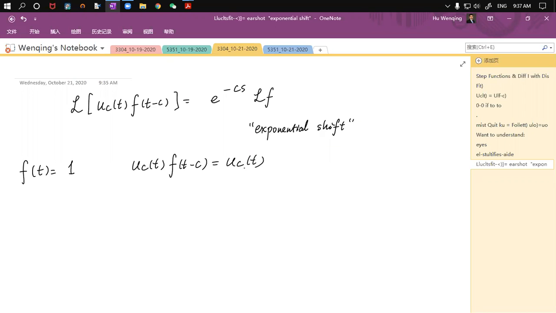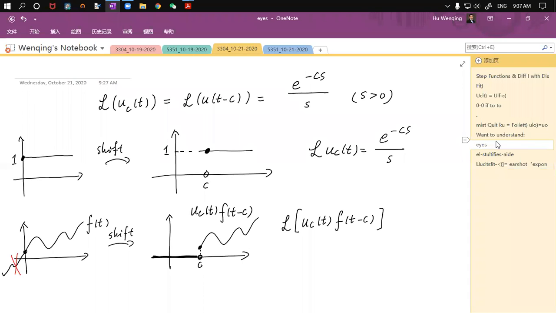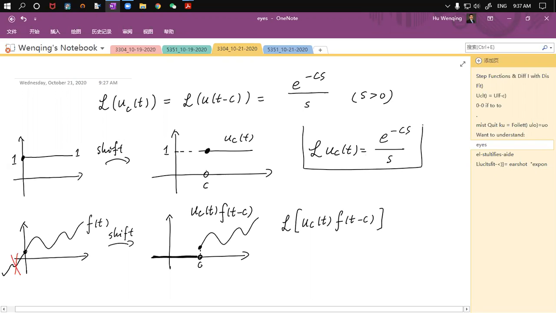Is that good for everybody? I'm just shifting the function by 1. So that corresponds to the picture here. This is just the function y being shifted into u_c(t). Is that good for everybody? And we have this formula. Does this formula agree with our new observation of the shift table?